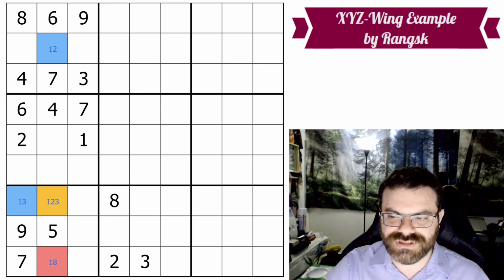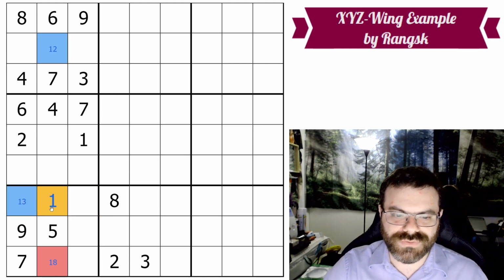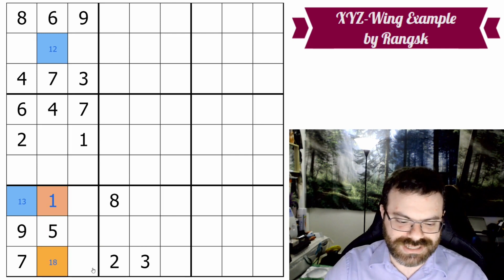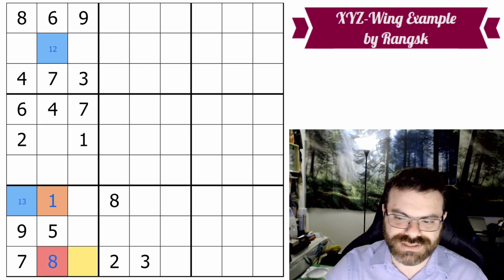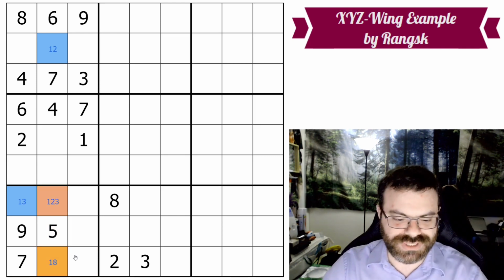What's the other possibility? Well, the other possibility is for the pivot itself to be a 1. Obviously that does cause a 3 and a 2 here, but we're not worried about that. Well, what we can see is that still puts a 1 in the box. And so this 1, 8 still has to be 8. So whether this is a 1, 2, or 3, this red cell still has to be an 8, and so we can fill an 8 here.